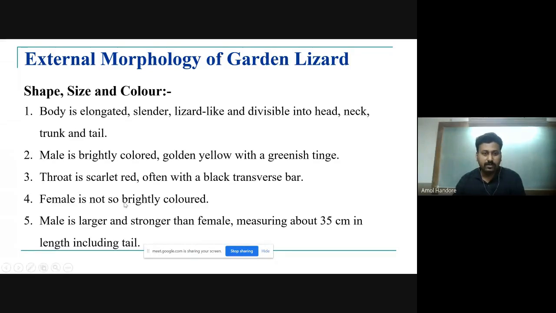Another feature is the male is larger and stronger than the female, right? So they can measure up to 35 centimeter, including the tail. Now, if you see a Calotes, their tail is very large. Sometimes even the tail is larger than the body size.